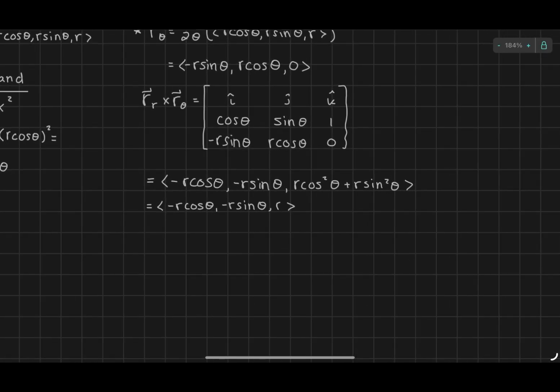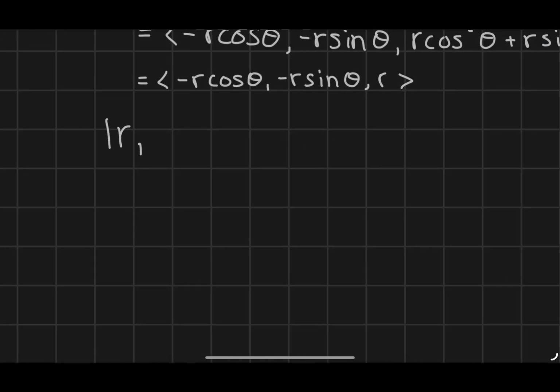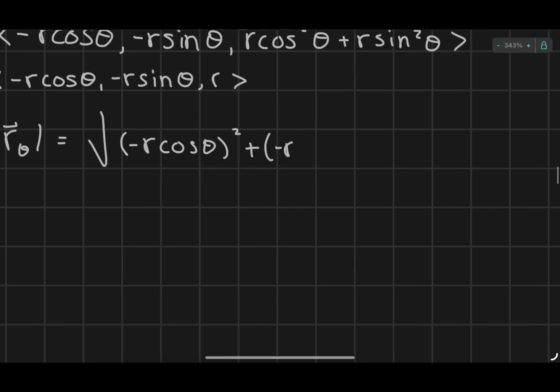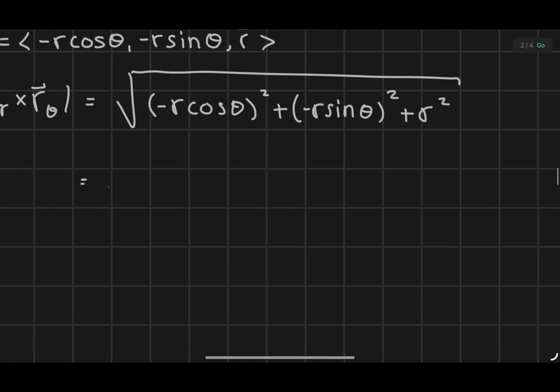Now, the final step here for our differential is taking the magnitude of this. So the magnitude of r sub r cross r sub theta is going to equal the square root of negative r cosine theta squared plus negative r sine theta squared plus r squared. Just showing the work here, we're going to have the square root of r squared cosine squared theta plus r squared sine squared theta plus r squared.